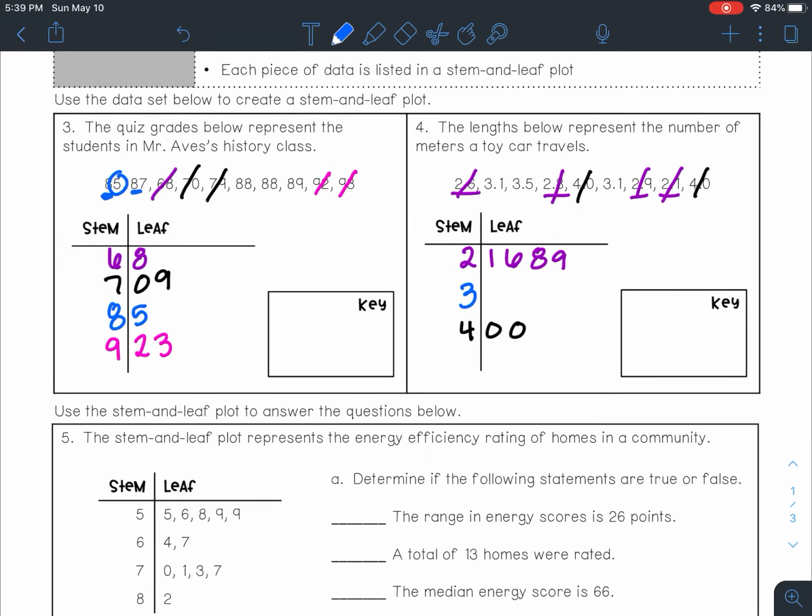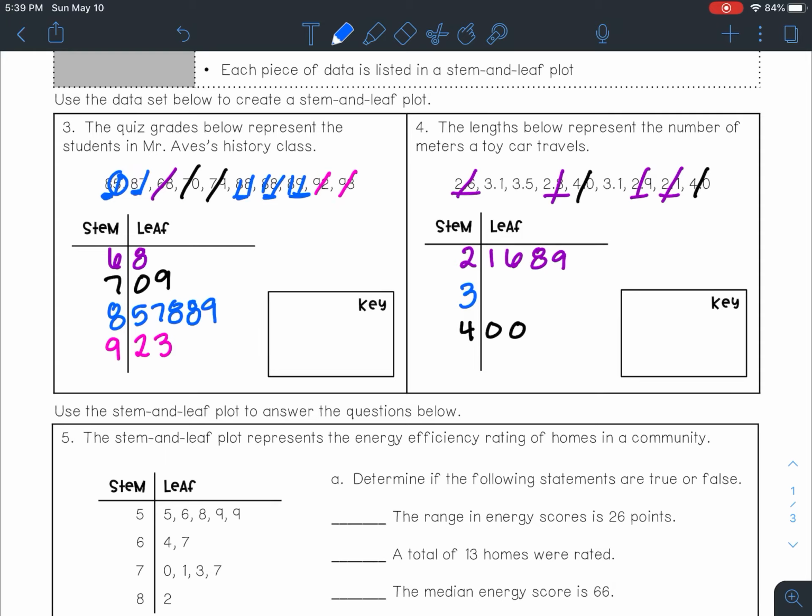Now I do have more numbers that are in the 80s. I just am putting the leaf piece. So I have 85, 87, 88, 88, and 89. So I'm keeping my 8 as my stem because that's what they have in common, and the leaf is each piece in the ones place.